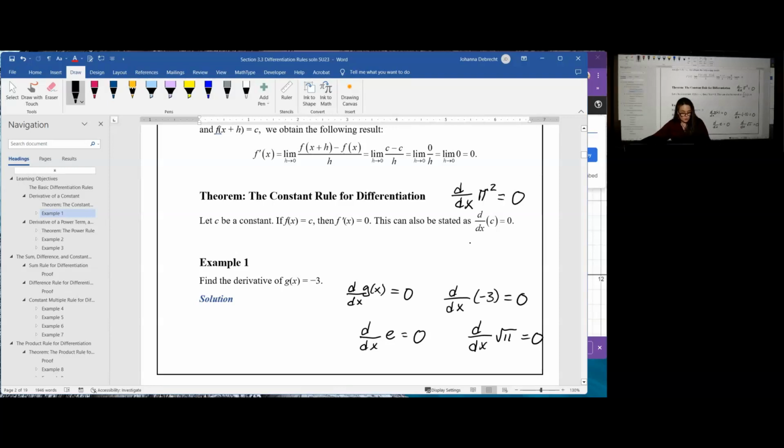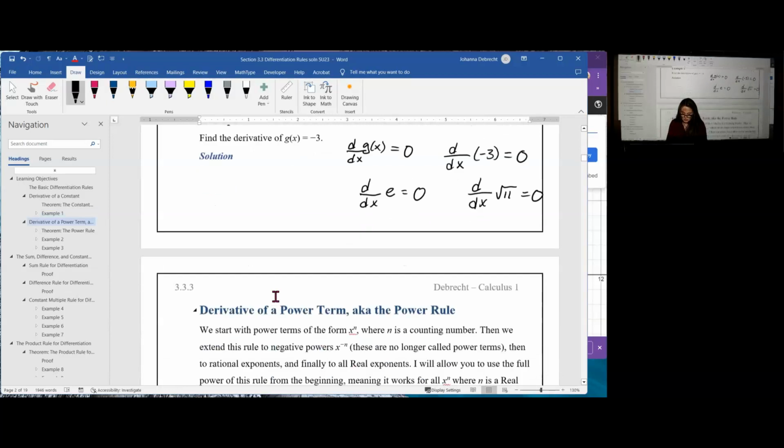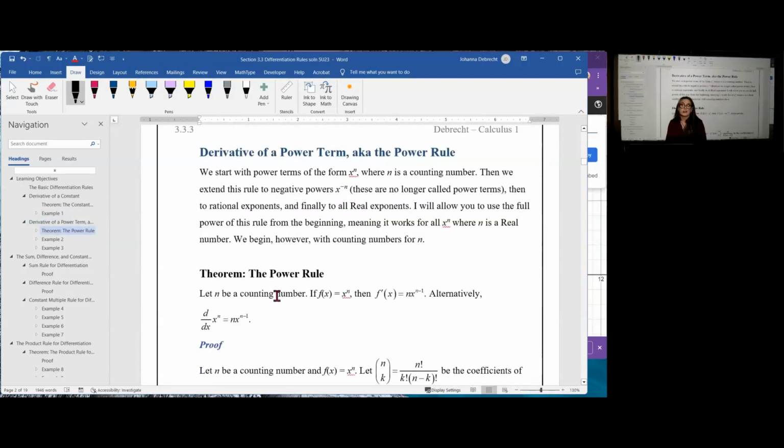When we look at the power rule, we're looking at power functions. The variable x raised to some counting number power, like 1, 2, 3, 4, 5, and so on. We will extend this rule to negative powers, x to the negative n, but these are no longer called power terms because the variable won't show up in the numerator with a positive exponent. Then finally, we'll be able to extend it to rational values and to real exponents.